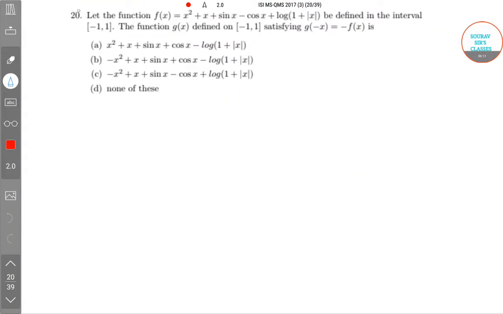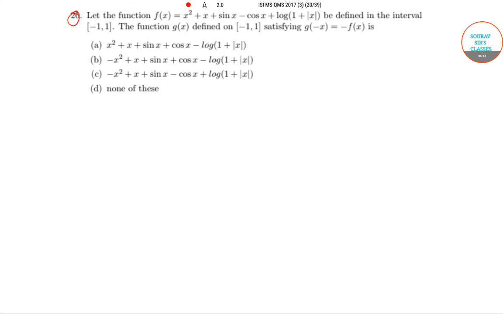In the next question, which is question number 20, it has been said that let the function f of x be defined by x square plus x plus sin x minus cos x plus log of 1 plus mod of x. This is the definition of f of x, and it is defined in the interval -1 to 1. Then the function g of x, which is also defined on the interval -1 to 1, and satisfies g of minus x is equal to minus of f of x, is given by, these are the options which are supposedly equal to g of x. So we need to find out g of x.